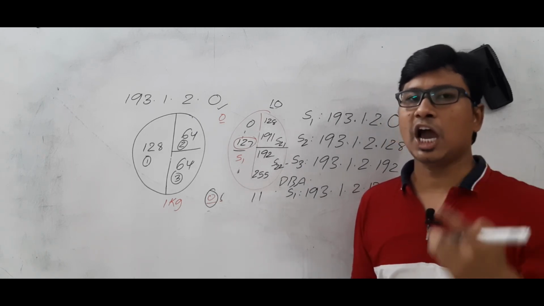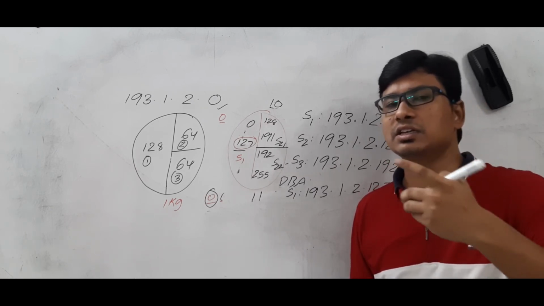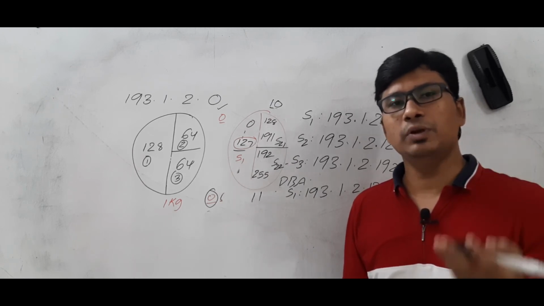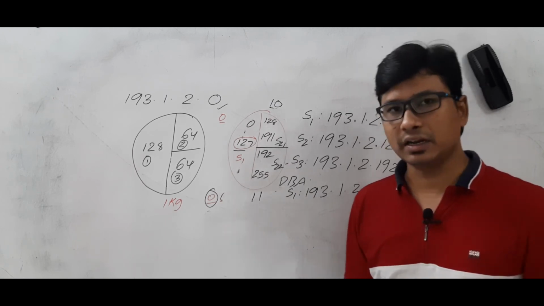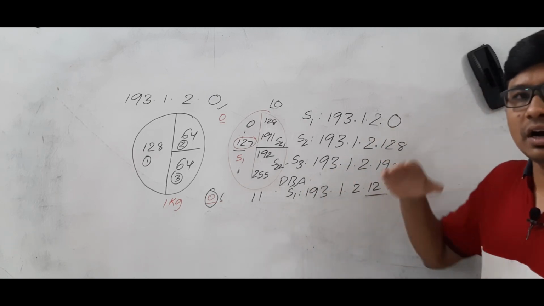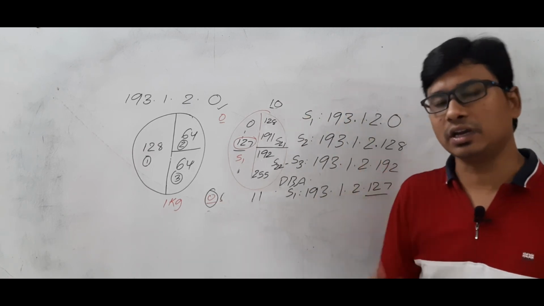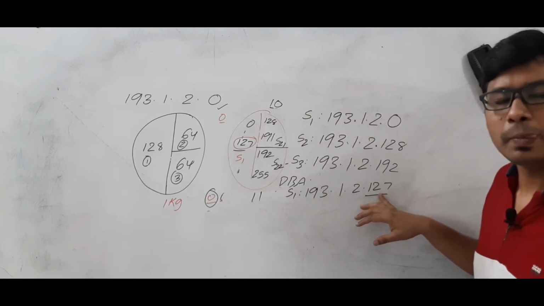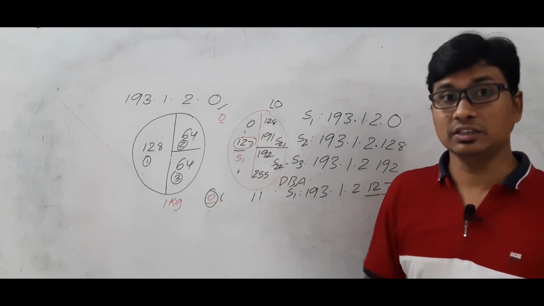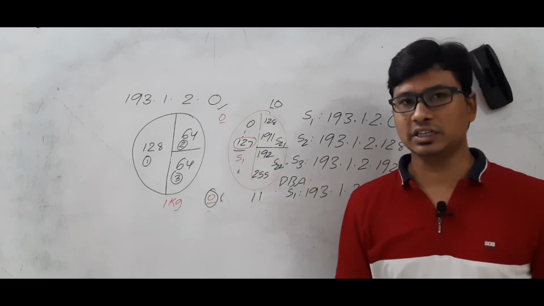I have made a separate video on unicasting, direct broadcast address, and limited broadcast address. I hope you have watched. If you have not watched, please go and watch that video for a better understanding. So, if you keep all zeros in the host ID part, you will get the subnet ID or network ID. If you keep all ones in the host ID part, you will get the direct broadcast address. If you keep all ones in the 32 bits, then you will get the limited broadcast address.